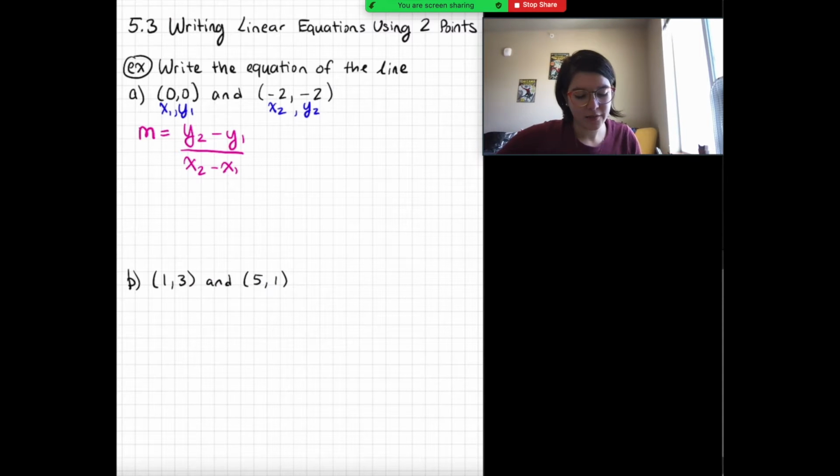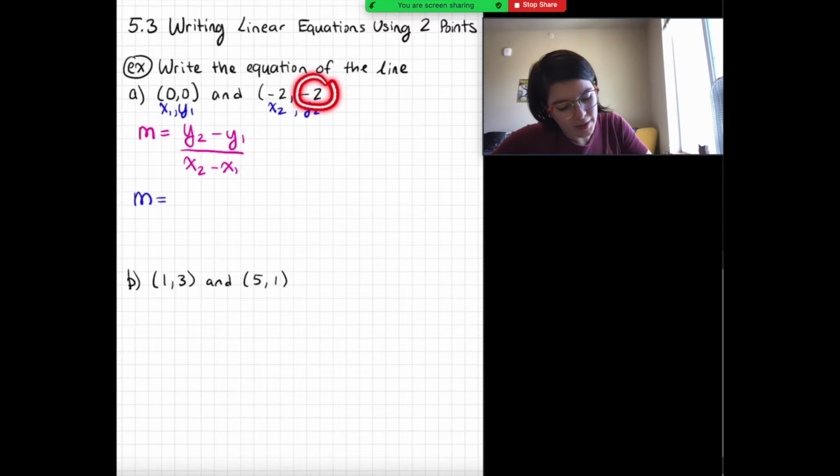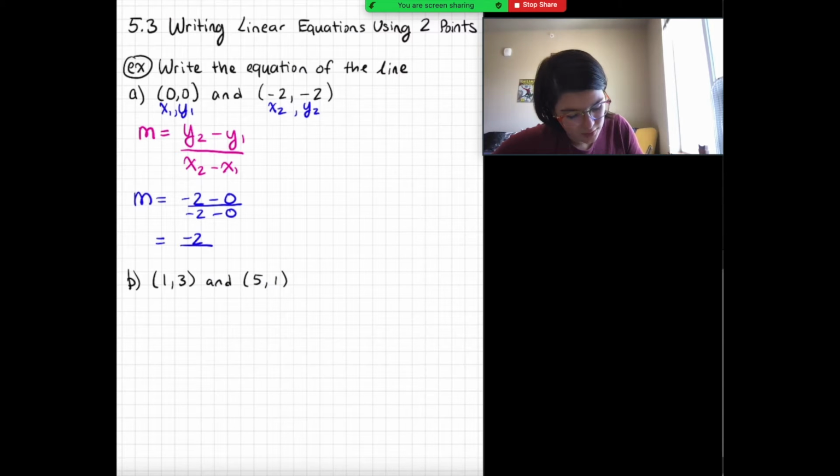So now we can just take that information and plug it into our slope formula. So our slope would be y2 minus y1. Our y2 value is -2, and our y1 value is 0. So we have -2 minus 0 over our x2 is -2, and our x1 is 0. So we have -2 minus 0. So -2 minus 0 is just -2. Our slope is going to be -2 over -2, but anything over itself is just 1. So our slope will be 1.